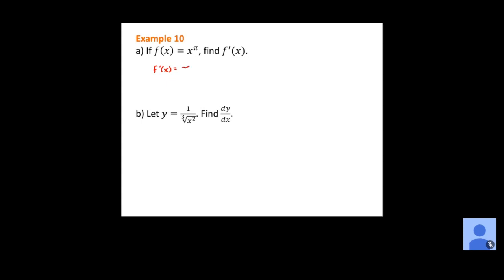That's it. Bring down the pi, keep the x, subtract 1 from the exponent, and that's all we can do there. Since pi is an irrational number, don't round it or anything like that. So the only way we can write that exponent now is just pi minus 1. Any questions on that one?